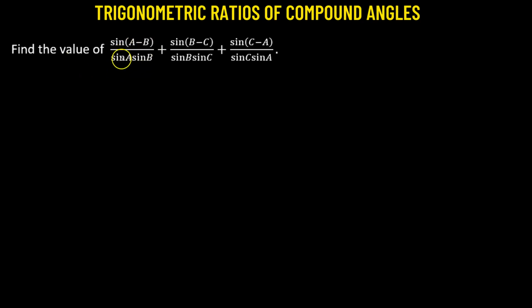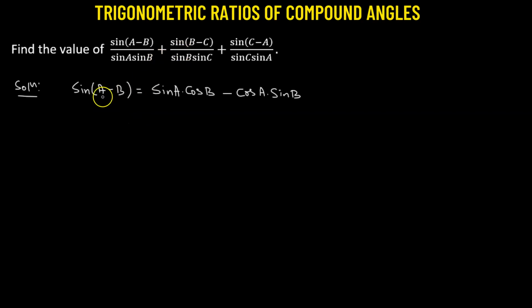So here we need to find out the value of the given trigonometric expression. Let us begin. So here in the first term, if we look at the numerator, we have sine of a minus b. Now sine of a minus b can be expanded as sine of a times cosine of b minus cosine of a multiplied to sine of angle b.